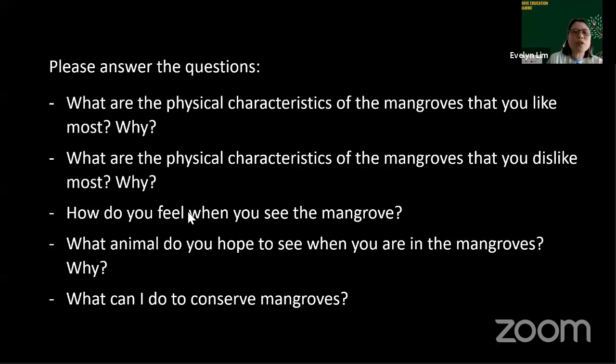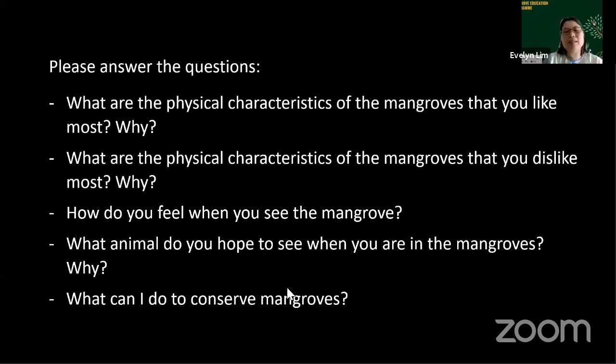And then, what do you feel when you see the mangrove? I hate seeing it, or oh, I love it, or oh, I feel so excited. Tell me, how do you feel? Oh, I have no feeling. That's also a feeling. And another question: if you were to go to a mangrove, or you have been to a mangrove, or you will be going to a mangrove, what is the one animal that you wish to see when you are in the mangrove? And then finally, the question is, what can I do to conserve mangroves? Knowing that most of you are KPA students, what can I do as a student to conserve mangroves?